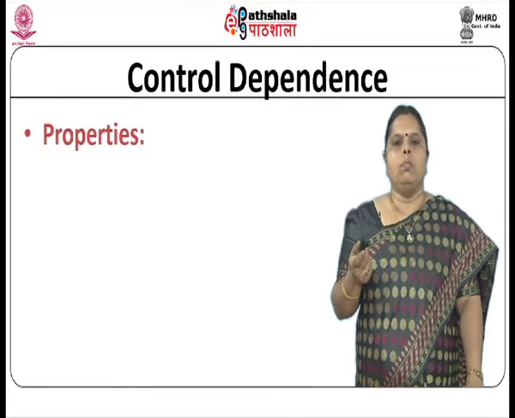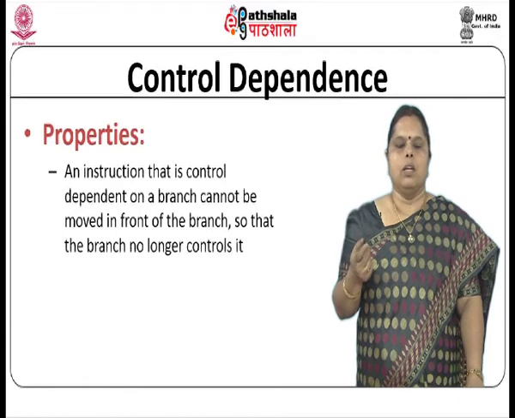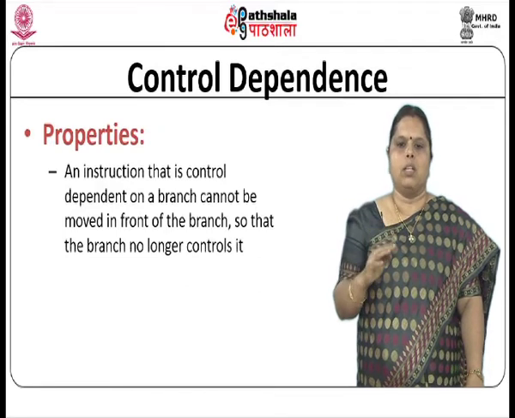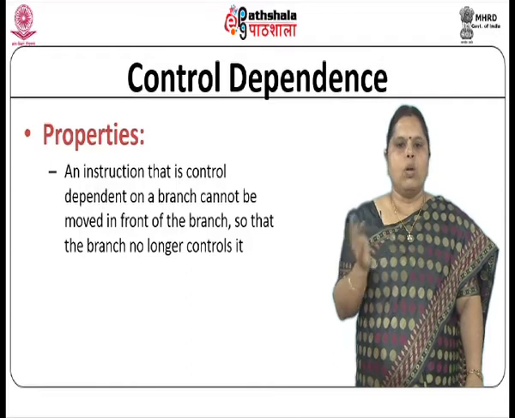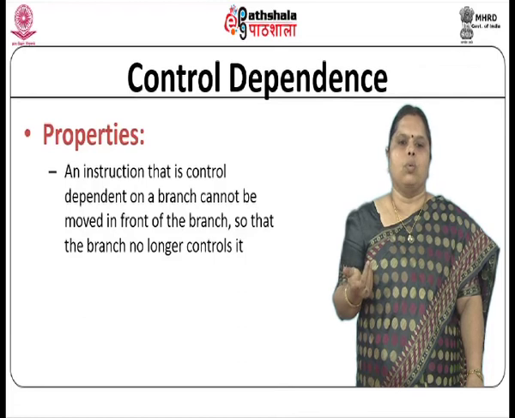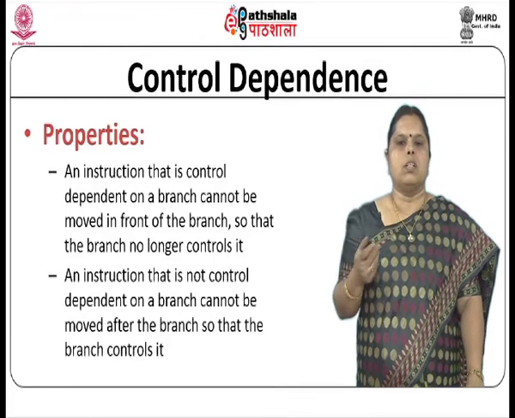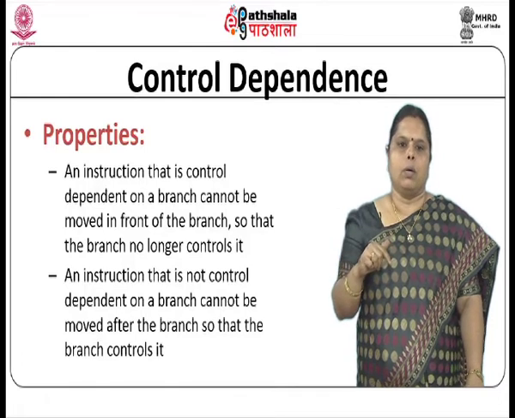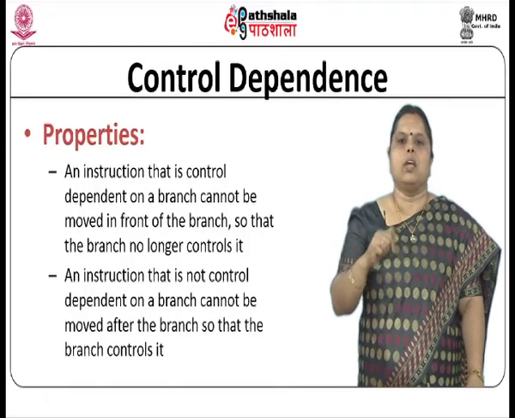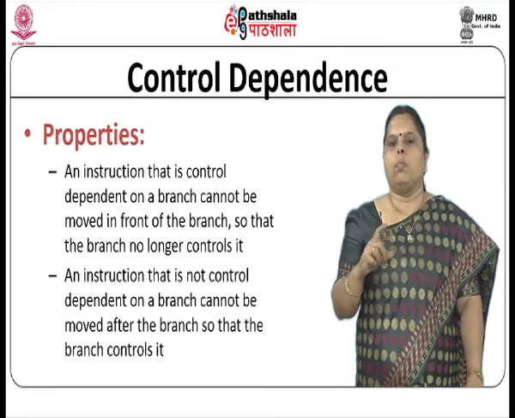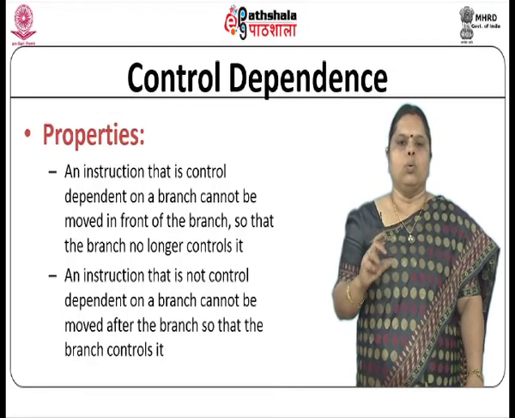Now the problem is your control dependence. An instruction that is control dependent on a branch condition cannot be moved out of the branch so that it is no longer dependent on the branch. You can't do that. Similarly, an instruction which is outside of the branch and not control dependent on the branch, you cannot bring it inside the purview of the branch so that it is controlled by the branch. These two properties will have to be adhered to.